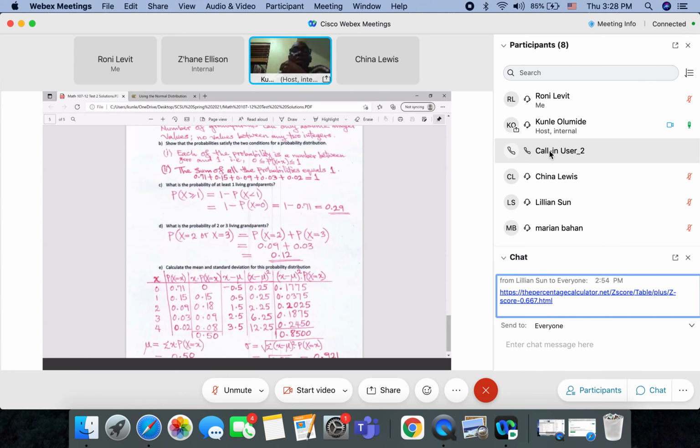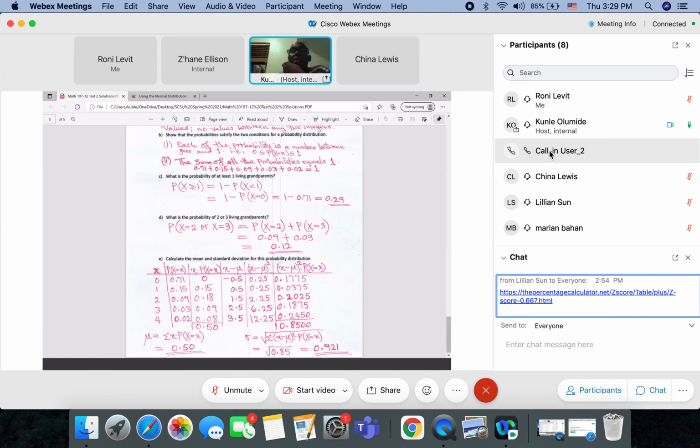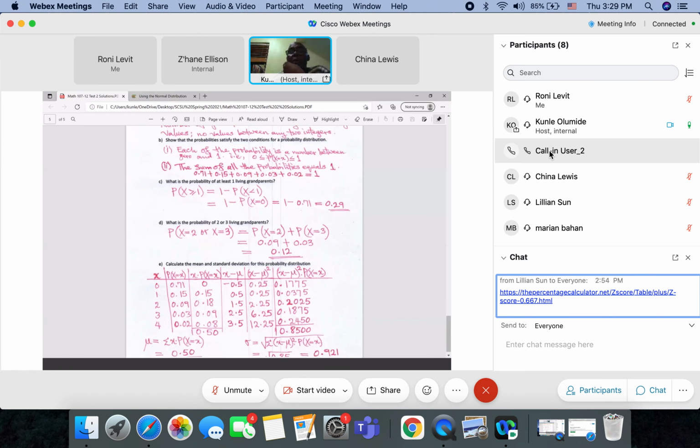And then D, what is the probability of 2 or 3 living grandparents? So probability of 2 or 3 will be probability of X equal to 2 plus probability of X equal to 3. Probability of X equal to 2 is 0.09. Probability of X equal to 3 is 0.03 from the information given. So you add the 2, it will be 0.12.